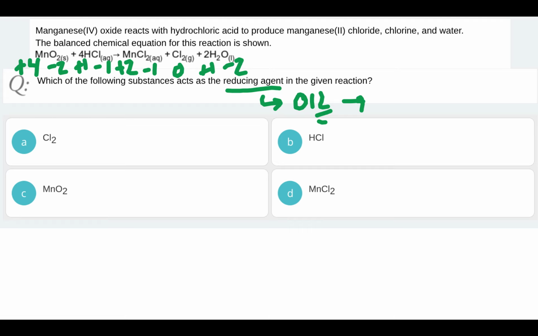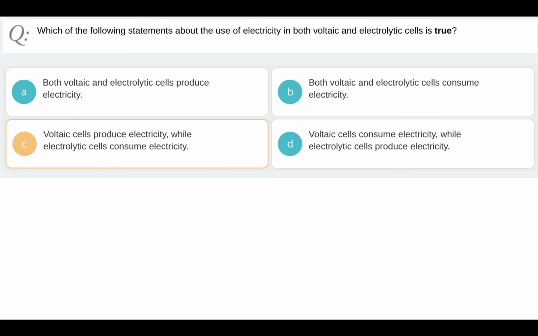So again, I'm looking for what's losing electrons, so I want to find what is changing and becoming more positive. And what I have changing is Mn going from +4 to +2. That would be the opposite, it's gaining. And then you have chlorine going from -1 to 0. That would be losing electrons because you're becoming more positive. So the species that is undergoing oxidation, that is your reducing agent, would be the hydrochloric acid.